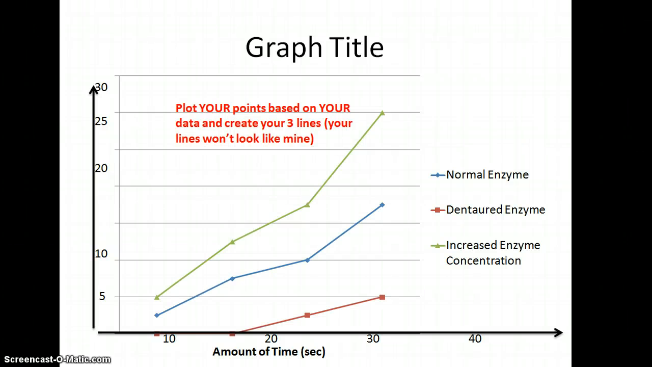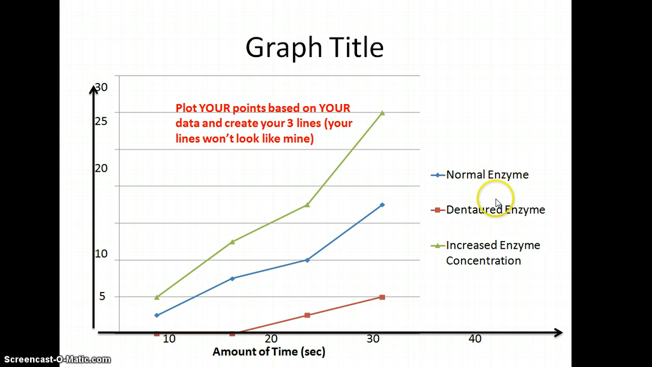Once you've gotten your key, your titles, and you've set up your graph, now you need to plot your points. First, look at your first data table. You have 3 data tables. Look at the first one for normal enzyme activity, and then plot those points. You're going to plot each point, and draw a line connecting them. Your line might not look the same as mine. That's okay, but plot based on your data. Don't plot it on mine. Plot it on your data.